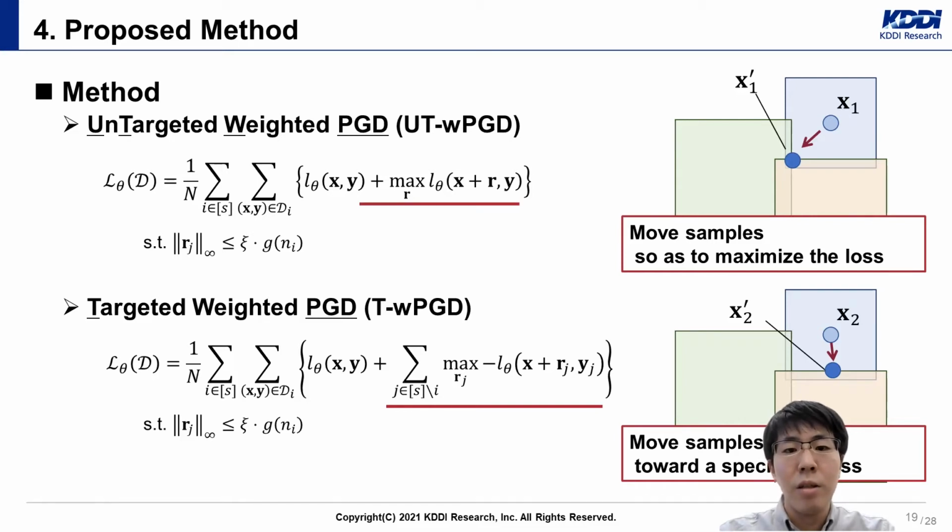In particular, for multi-class classification, we expect that the targeted model outperforms the untargeted model because we cannot control the moving direction with the untargeted model, which may invade another small class. In contrast, the targeted model moves the sample toward a specified class. So, for multi-class classification, we expect that the targeted model outperforms the untargeted model.